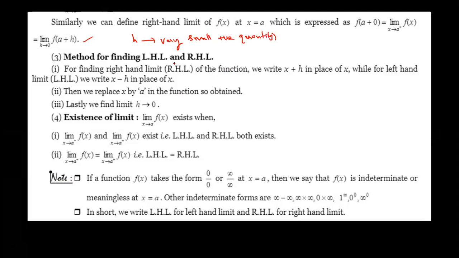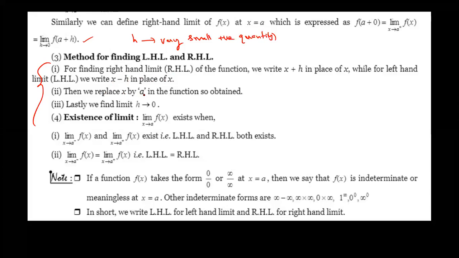So how to find the left hand limit? LHL means left hand limit, RHL means right hand limit. What is the procedure? See, this is the procedure. For finding the right hand limit or left hand limit, whichever it may be, first you should write x plus h in the place of x every time. Similarly, for the left hand limit, in the place of x you write x minus h.